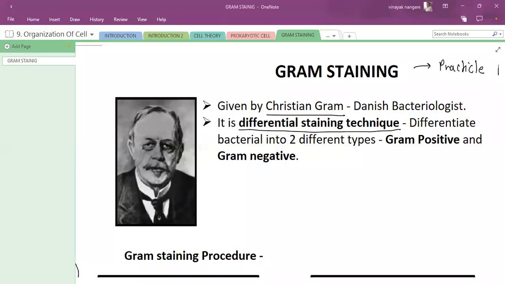Now let's see the procedure of the experiment first, and then we will see why we get two different types of bacteria.